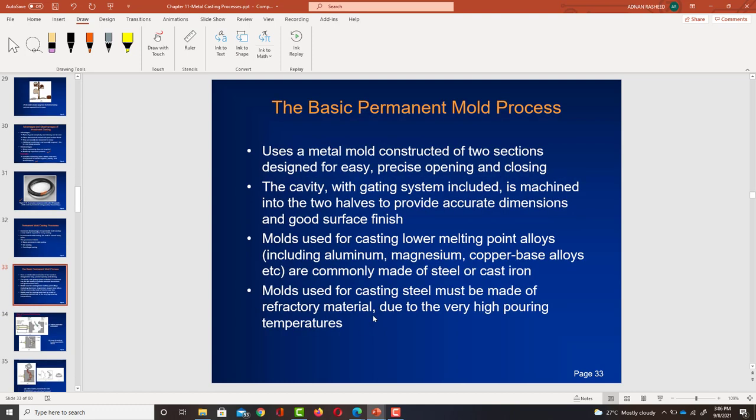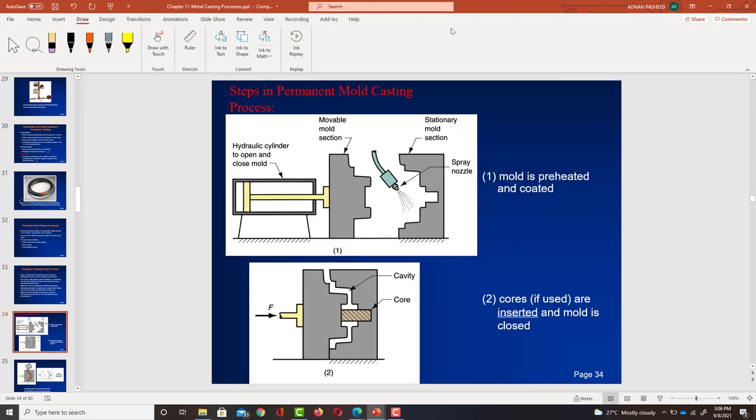So basic permanent mold casting, I will just go toward it. Now in this process, you can see you have a mold that is made up of metal, and the shape of this mold cavity defines the shape which you are going to cast. Clear? So you have a mold cavity that is made up of metal. One end of the cavity is stationary while the other one is movable, and it can be adjusted. It can be moved here and there. Now there is a ram or hydraulic cylinder which is used to close or open the movable mold.